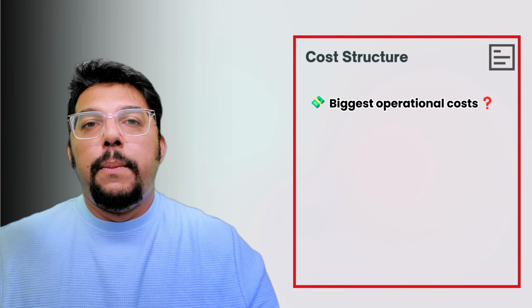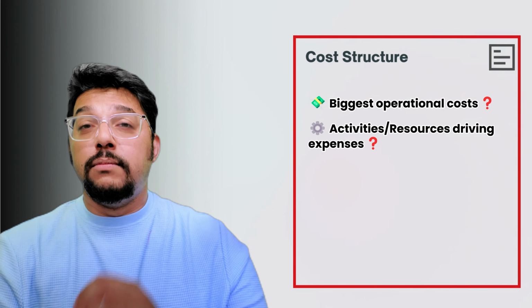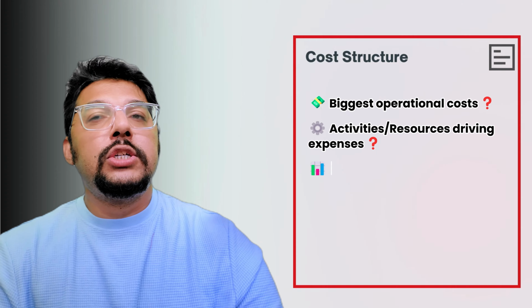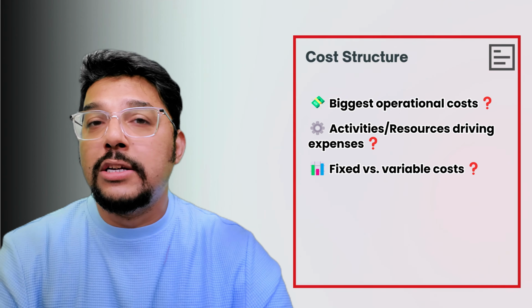To determine the cost structure, you must ask yourself: what is the biggest operational cost in the business model? Which key activities and resources drive the most expenses? Are costs more fixed, like rent and salaries, or variable, like cloud usage and customer support? How can we optimize and reduce cost without compromising value? And one more thing: what external factors, like inflation and tech cost, influence our cost structure? Remember, efficient cost management ensures that the revenue stream remains sustainable and profitability is maximized.